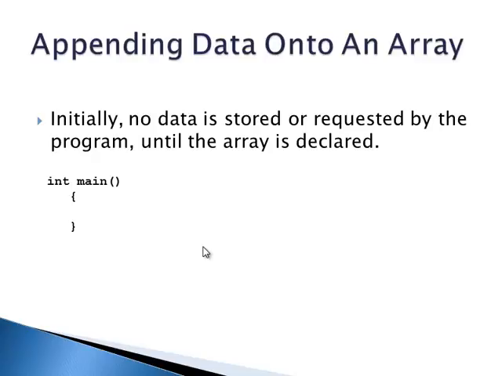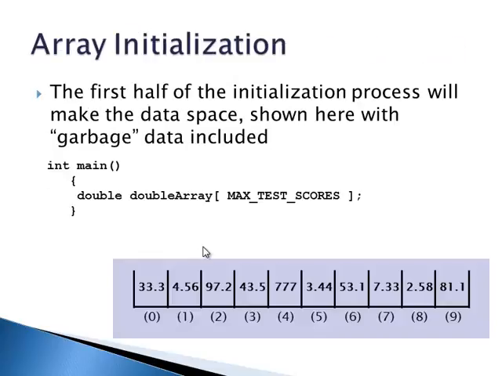When we first start out with main, before we take our first steps into it, we really don't have any data stored or requested, and we're not going to do that until the array is actually declared. When we declare the array, this is an array of doubles here, and we'll have max test scores. This is the capacity. We'll discuss a little bit more in a moment. And we have 10 items here, and as we saw before in the previous video, it's fairly uncommon to have zeros, or there's never going to be nothing. There has to be something in there because the memory bits are either on or off.